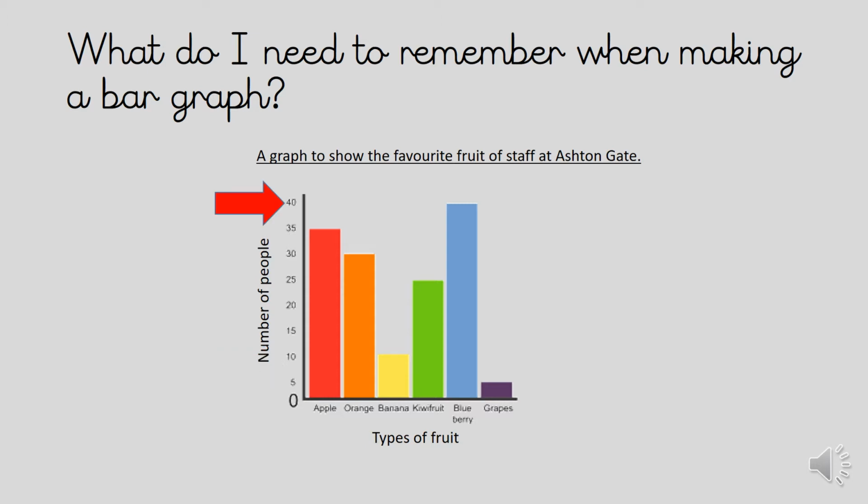Now, the scale goes up to 40. We talked about that, didn't we? The reason I chose 40 is if you have a look at the types of fruit along the bottom, along the x-axis, you can see the blueberries. Now, the blueberries was my biggest number and it came to just below 40. So I wanted to make sure that my scale went up to 40. I decided to go up in 5, so I wanted to use as much of the space as I could. If I'd have gone up in 10s, it would have been a much shorter scale. So make your scale as big as you can.